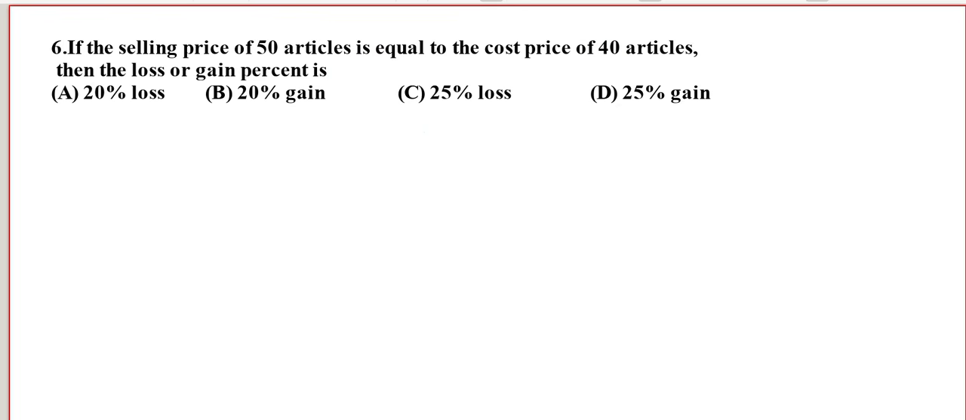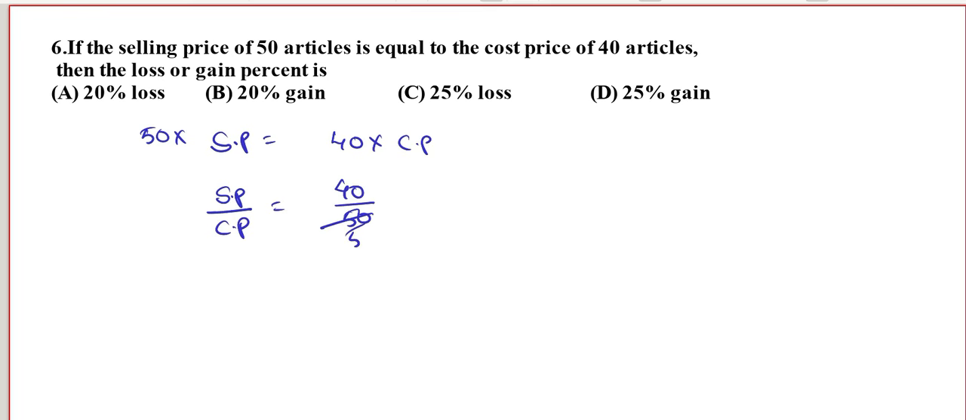If the selling price of 50 articles is equal to the cost price of 40 articles, then find the loss or gain percentage. What is given: the selling price of 50 articles, that is 50 into the selling price of one article, is equal to 40 into the cost price of one article. So selling price by cost price is 40 by 50. 10 fives are 50, 10 fours are 40. So selling price is to cost price as 4 is to 5. In the ratio, the first term is the selling price.